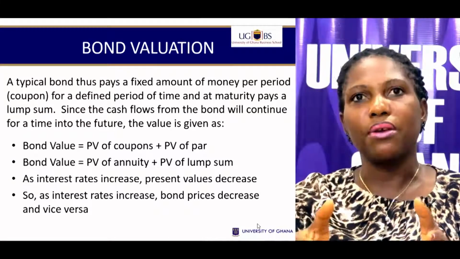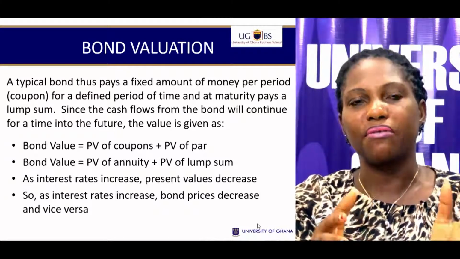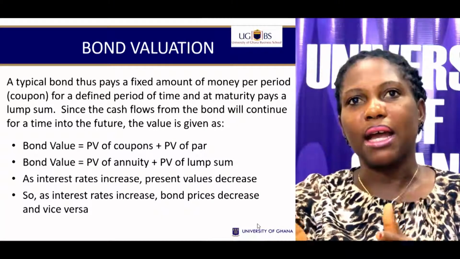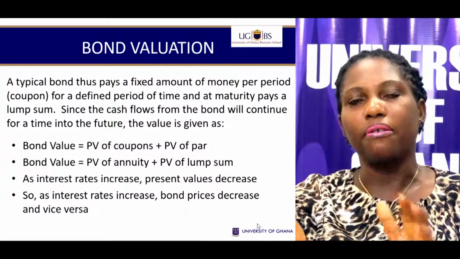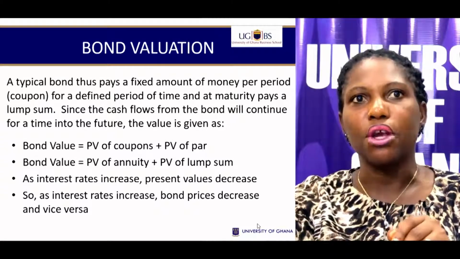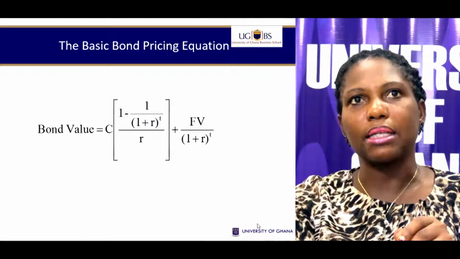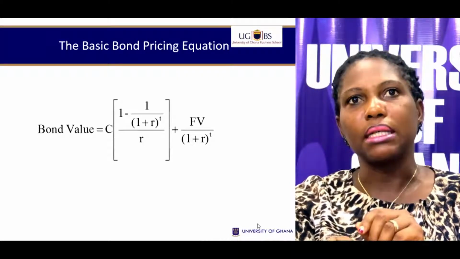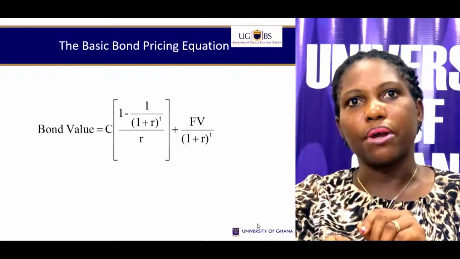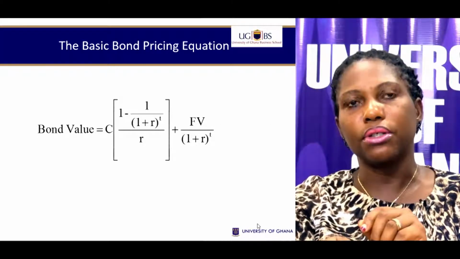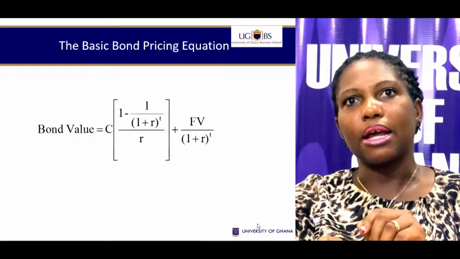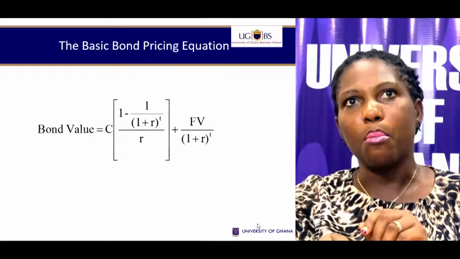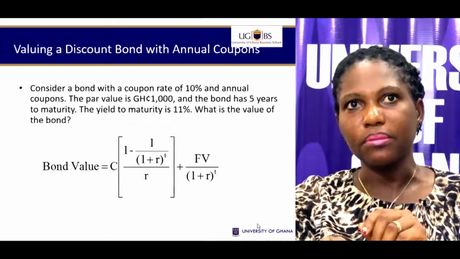So the bond value therefore literally reflects the present value of the coupons to be received over the life of the bond, and finally the present value of the face value to be received. When we put all those together, a typical bond valuation formula is going to look like this, where we've got the coupons discounted using the required rate of return, which is normally the yield to maturity on the market, and then also in addition the discounted face value. Now this is the basic bond pricing equation.